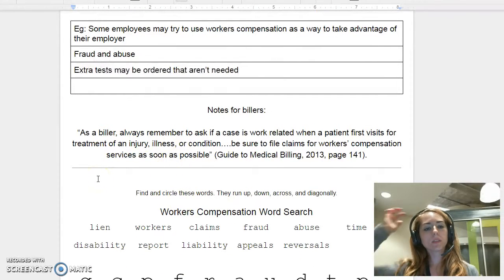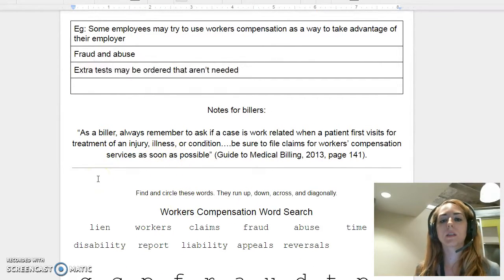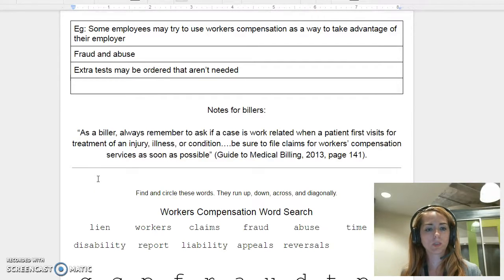A note for billers: as a biller, always remember to ask if a case is work-related when a patient first visits for treatment of an injury, illness, or condition. Be sure to file claims for workers' compensation services as soon as possible. It's a good rule of thumb.